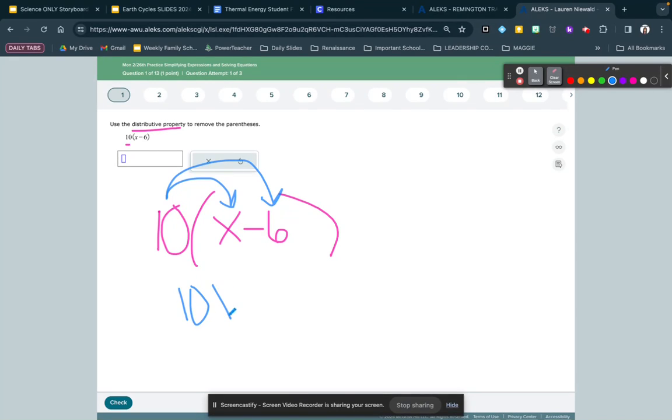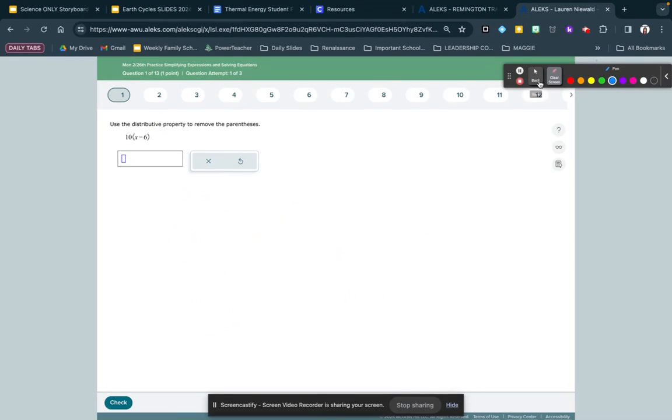You have x 10 times. 10x, and then you bring down your operation symbol, which is always going to be either an addition sign or a subtraction sign if we are doing distributive property. And then 10 times 6 is 60, right? Can I keep going? Can I combine 10x and 60? I cannot. I have to stop there because this has an x and this is just a constant. So that is as far as I can go with that.